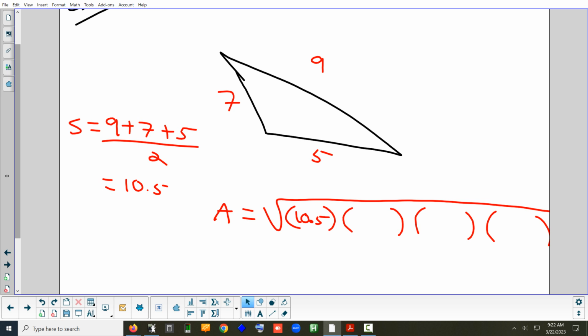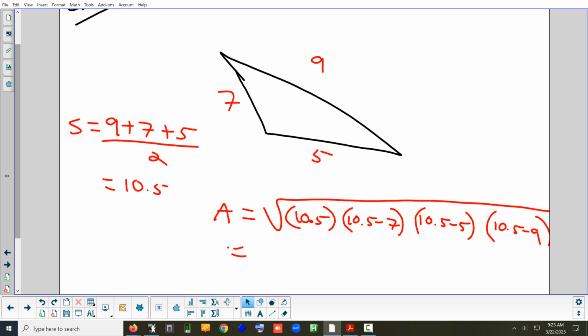Now let's do all the ones with subtraction. What's the next one that you could do? Yeah, 10.5 minus 7. You've got to do 10.5 minus all of them. Do whichever ones you want first. I'll just write that for now. What's going to go in the next one? Yep, 10.5 minus 5. And what's going to go in the last one? Yep, 10.5 minus 9.